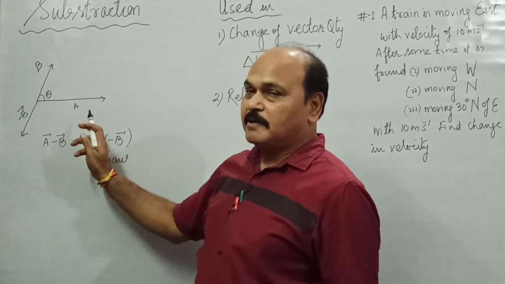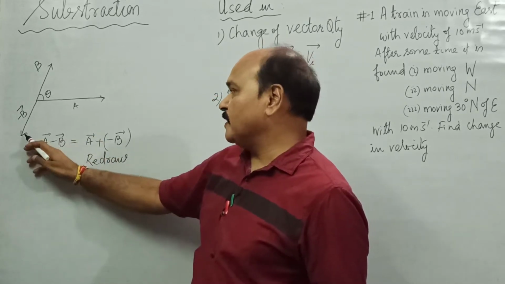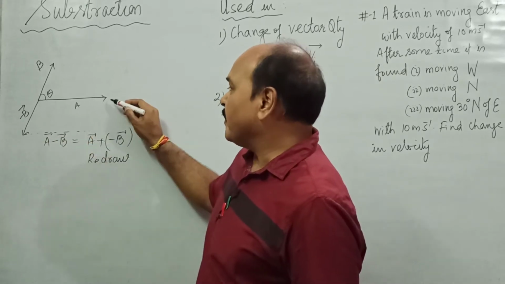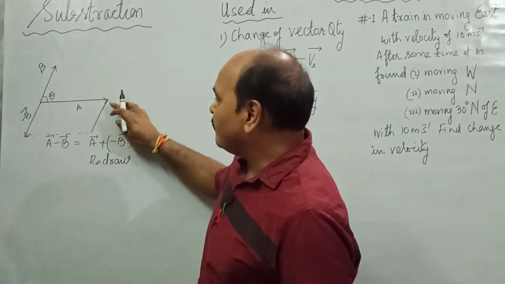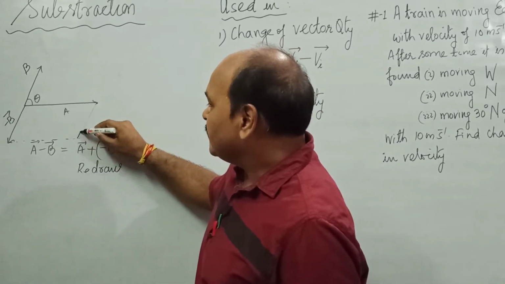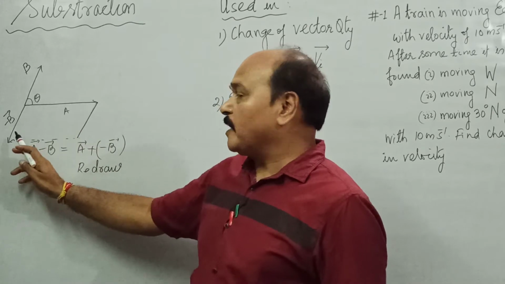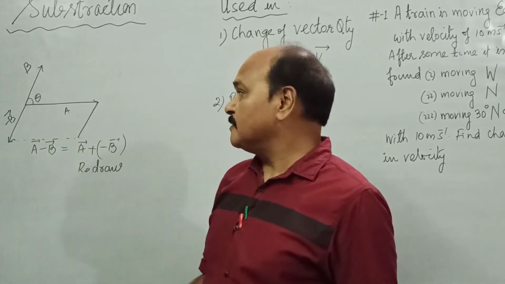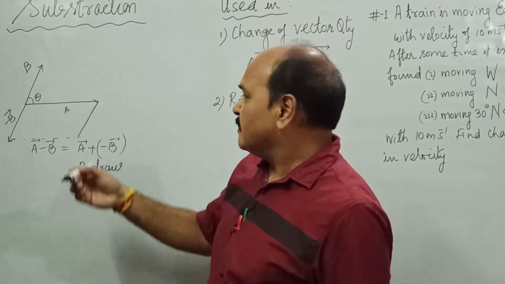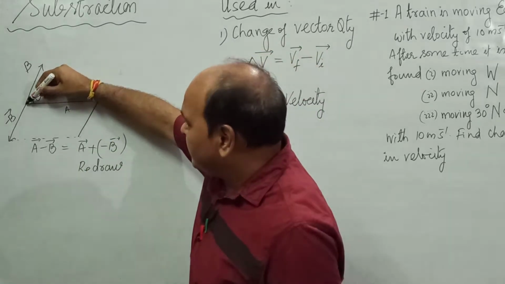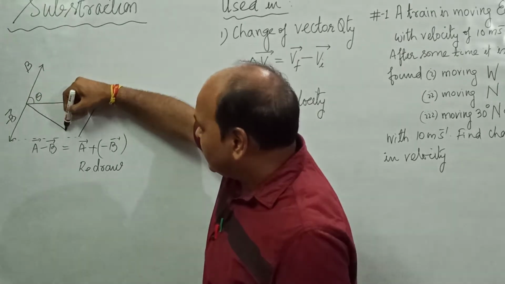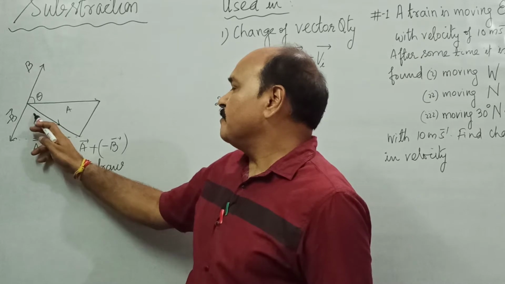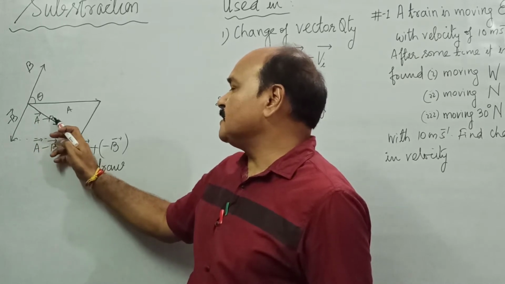So what is the sum of these two vectors? Again we are going to use the law of triangle or the law of parallelogram. According to the law of parallelogram, if two adjacent sides of a parallelogram represent two vectors, then the diagonal of the parallelogram is going to be their vector sum. So let's apply it now. The sum of these two vectors is going to be the diagonal of the parallelogram through them, like this. So this is nothing but A plus minus B vector, that is A minus B vector.